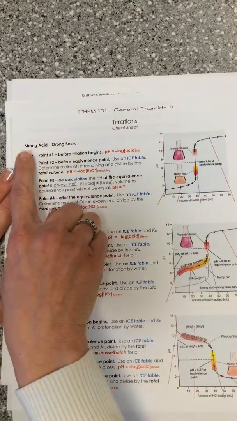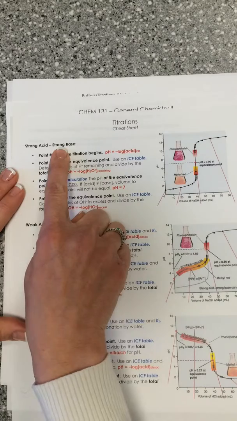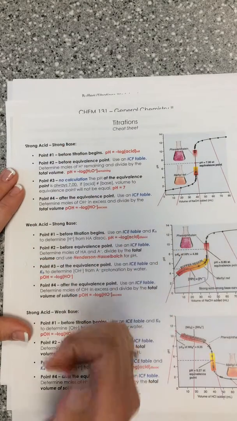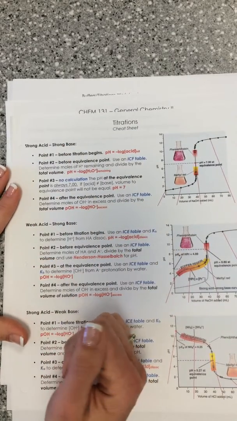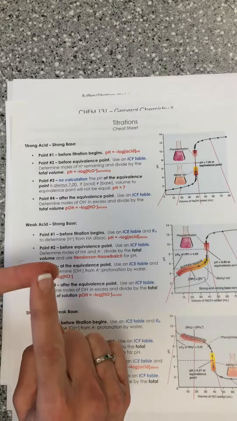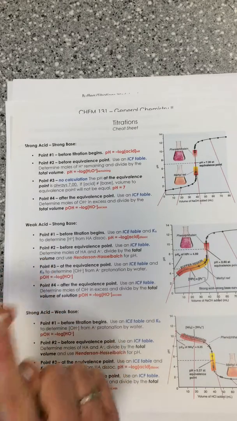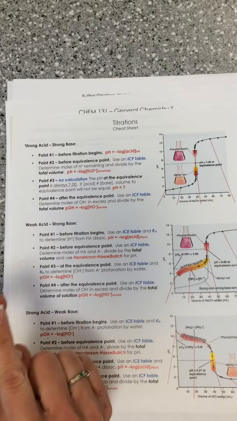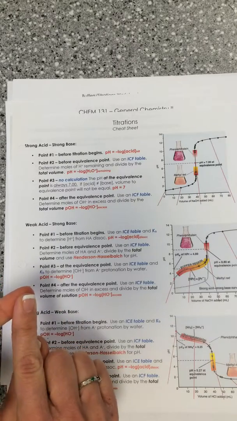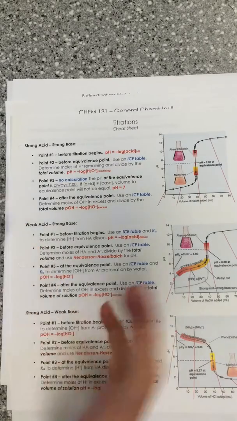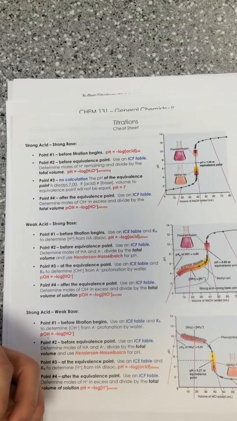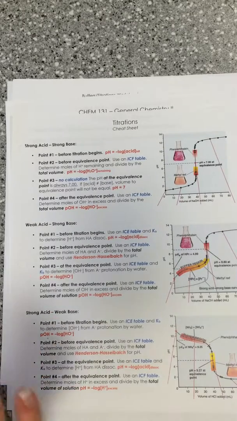So again, the first problem that we're going to go through is the strong acid, strong base. And a couple of things to point out. This is actually the simplest of the titrations because you will always only use ICF tables. There are no ICE tables with strong acid, strong base titrations because there's no weak counterparts that we have to think about equilibria for.